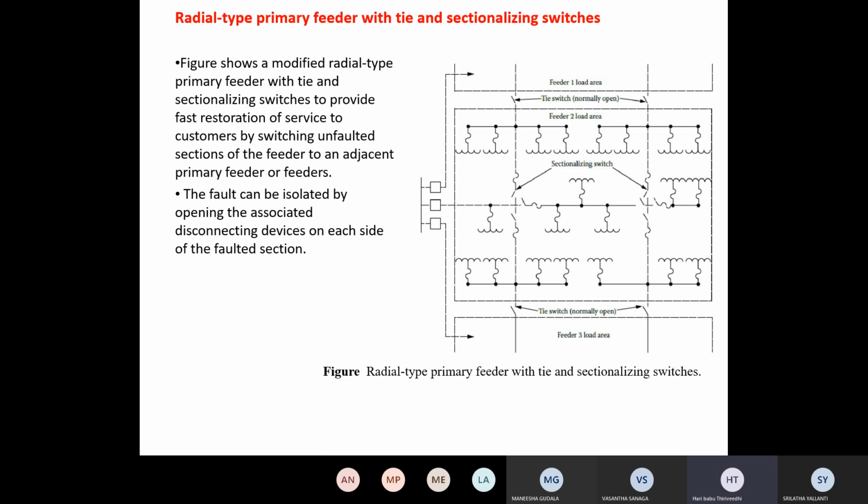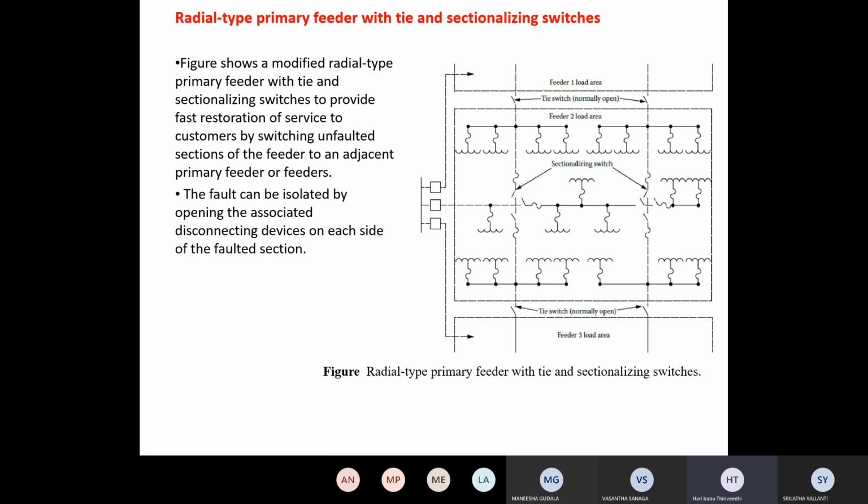This is the tie switch, normally open, right? Whenever a fault occurs, this is the main primary feeder, and these are the laterals like this. These are the breakers, the sectionalized switches. These two are the sectionalized switches. These are the tie switches. Tie means normal switches. This is the sectionalized switch.